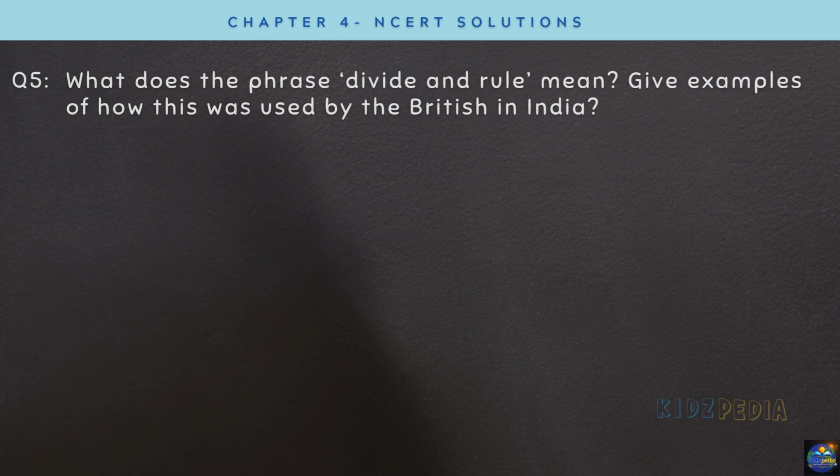What does the phrase divide and rule mean? Give examples of how this was used by the British in India. Divide and rule means creating differences or conflicts among people so that they remain divided and cannot unite against the ruler. Here, you also need to give examples from history showing how the British applied this policy in India.